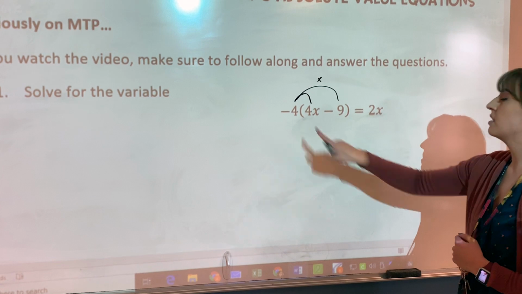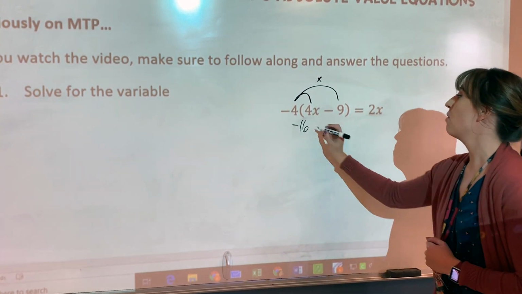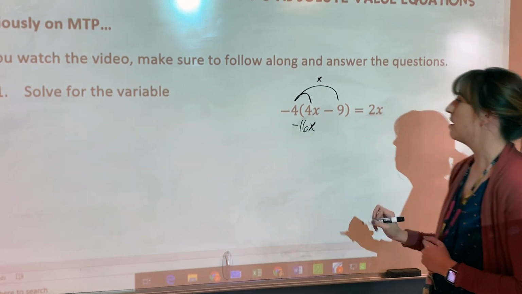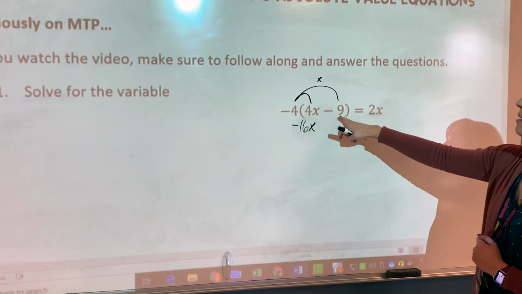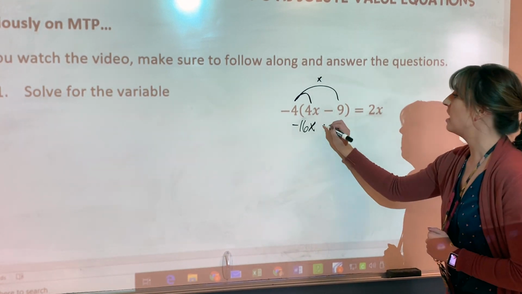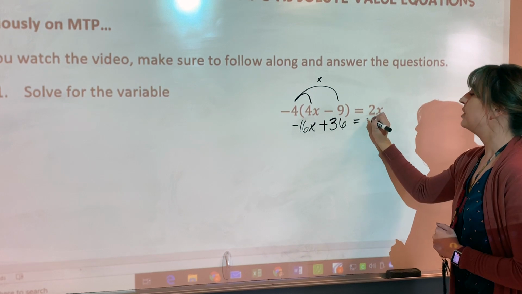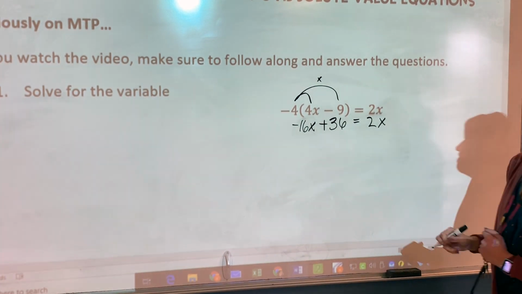So -4 times 4 is going to give you -16. There's an x with the 4, so therefore that x goes with it. -4 times -9, because the minus is in front of the 9, is positive 36. So that would be a plus 36. I did not do anything to the 2x, so that is being brought down.